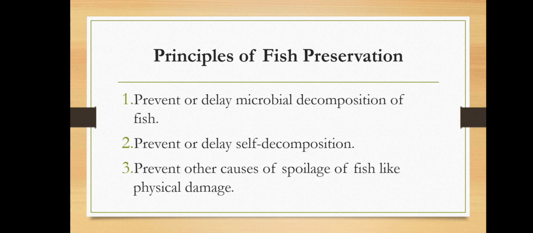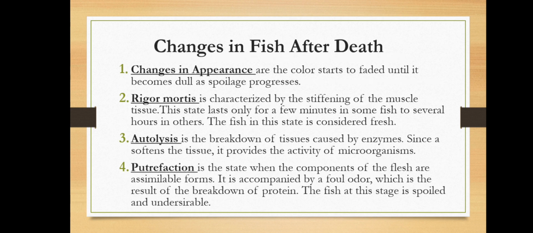Last is prevent other causes of spoilage, including physical damage. Physical damage, such as bruising or crushing, can accelerate the spoilage of fish. Careful handling and proper storage methods, like using appropriate packaging and avoiding rough transportation, help prevent physical damage and maintain the fish quality.